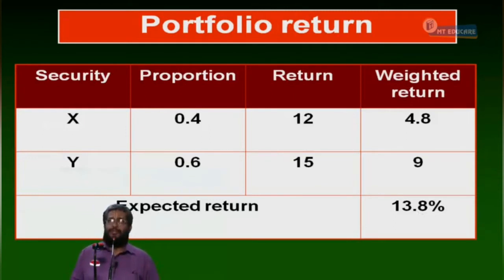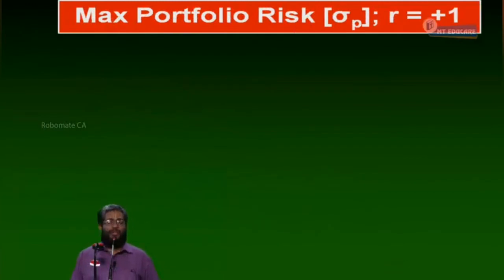Next. Step 2. Maximum portfolio risk. That's one of the questions now. Underline that. Write down. Maximum portfolio risk occurs when correlation is +1.